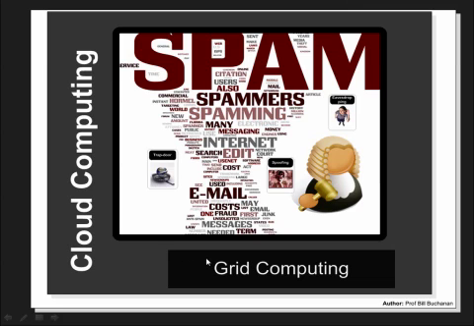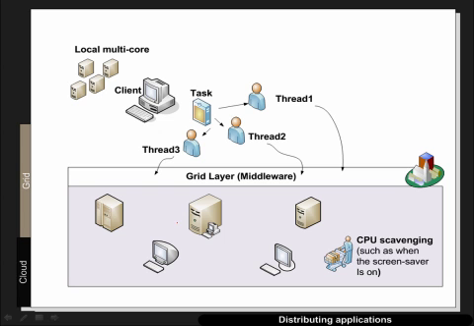So before we look at cloud computing, we'll have a look to see where we have been with grid computing. So with grid computing we have a client who wants to complete a task, and that task could then be split into a number of different threads. The synchronization of these threads is sometimes difficult, but if we have a scalable application, then it's possible to split a task into a number of threads.